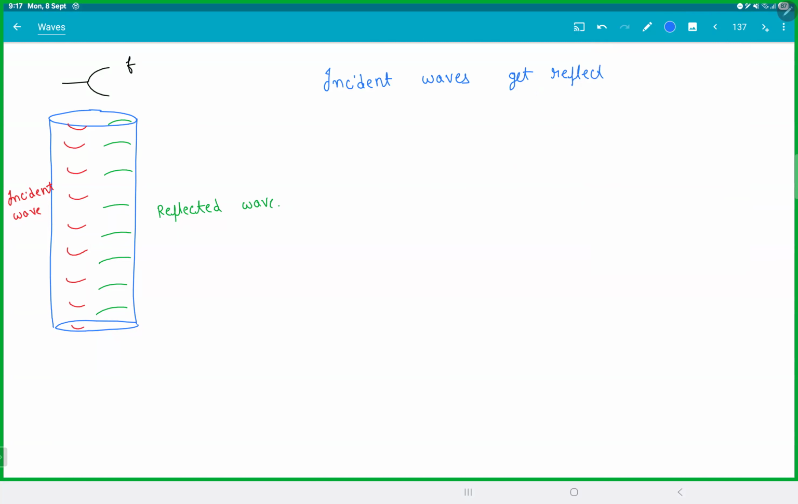Most people think, sir, won't the sound just escape outside? Yeah, that's there, some part of it escapes. Then the question becomes like this: we have a string and a thick string. Yeah, you always get a transmitted and you always get a reflected pulse. So we are taking an ideal situation where most of it is coming back. So incident waves get reflected at the open end. Then this incident and the reflected wave superpose to form a stationary wave.